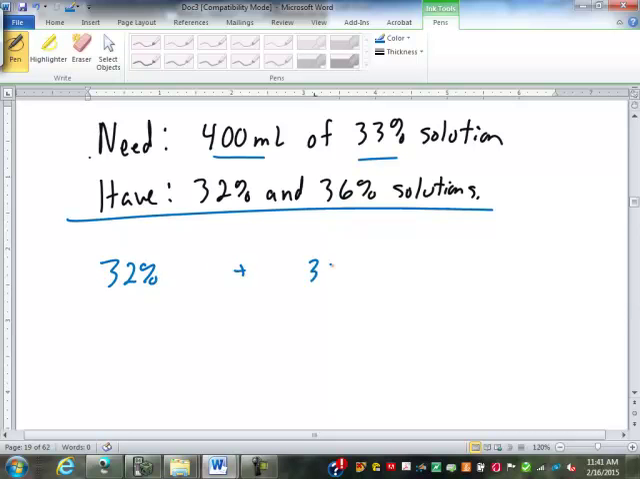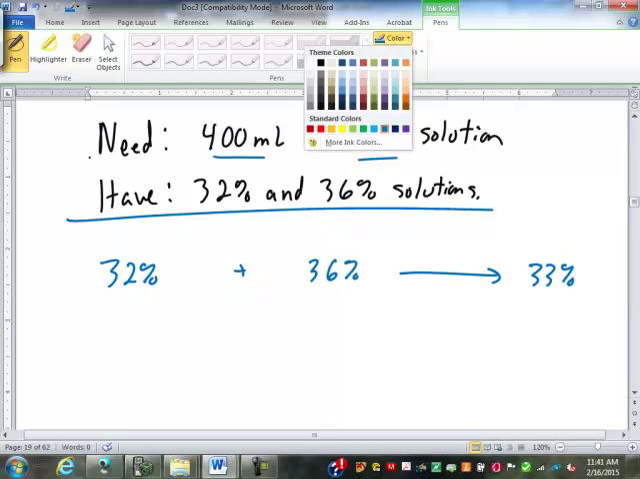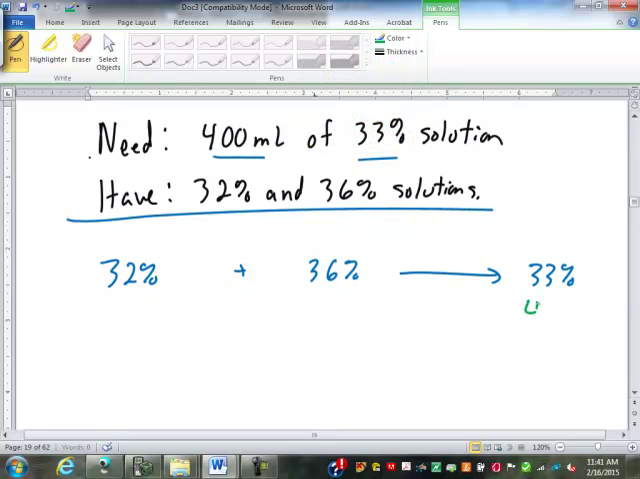32% and 36% are going to combine to make that 33%. And then define the amounts. We know that we're going to have 400 milliliters of the 33%. We don't know either of the amounts for the 32 or the 36. We could use two variables, x and y, or whatever we wanted to use, and do a system of equations. Or we could save ourselves a step or two and write it as a single equation.